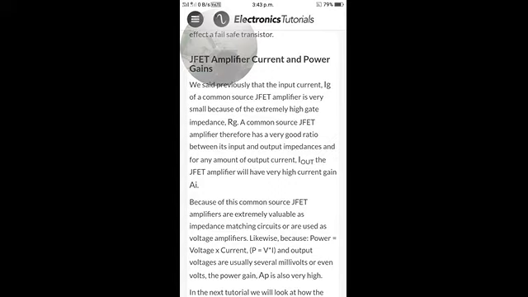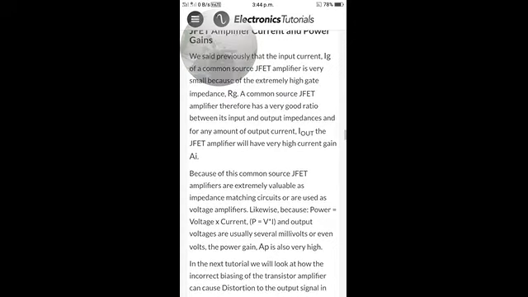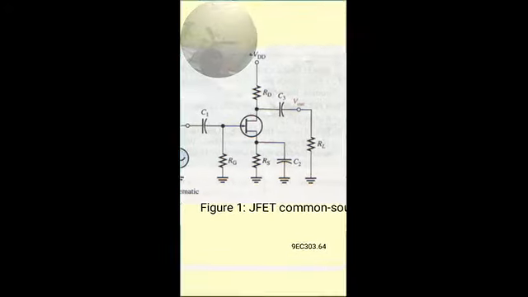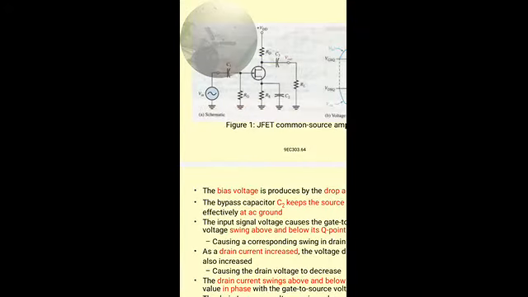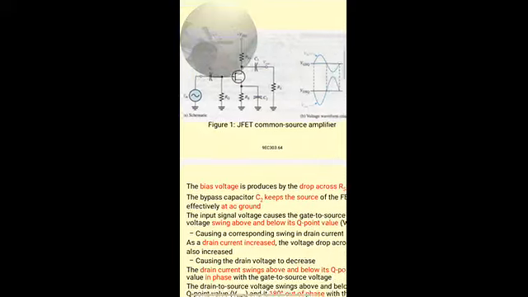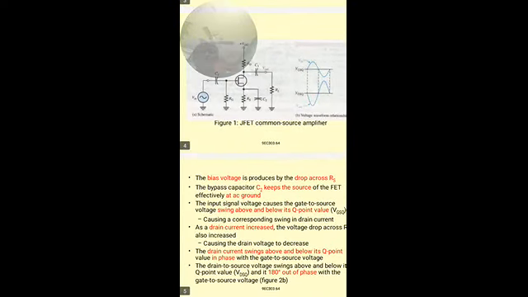The power is the product of voltage and current. Here the output voltages are usually several millivolts or even volts. The power gain AP is also very high. So here with waveforms we'll see.